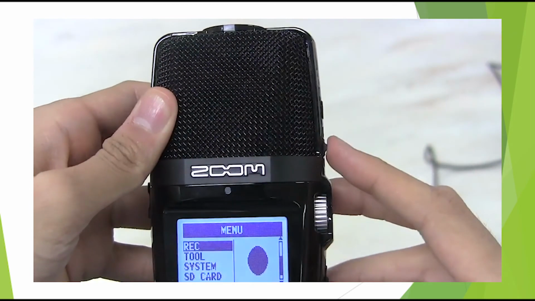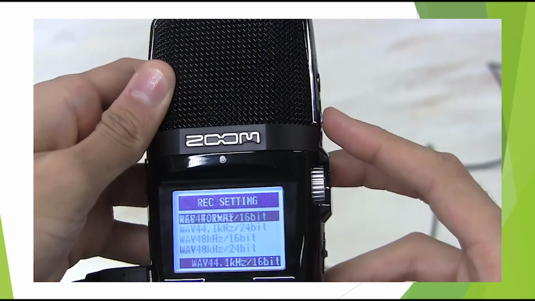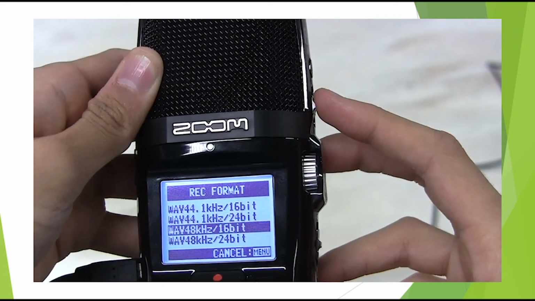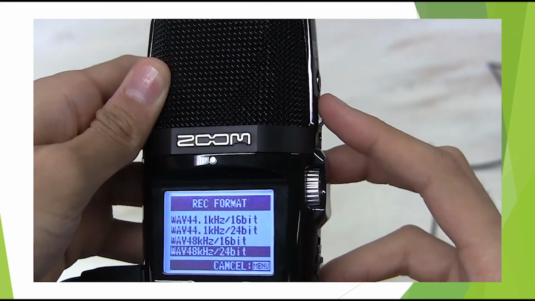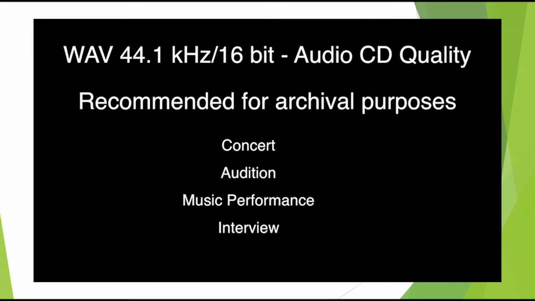then scroll down to the selection that says REC for record. Choose recording format from this menu and proceed to choose your desired format. For high audio CD quality, recording WAV 44.1 kHz 16-bit is recommended. This is good for recording concerts, auditions, music performances, or interviews for archival purposes.